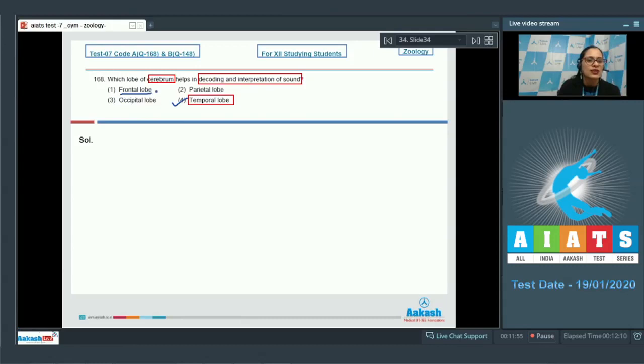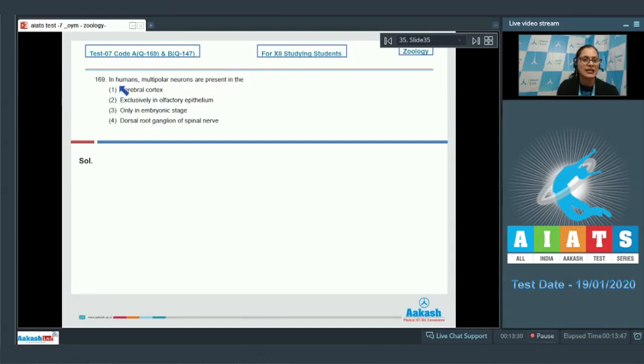The very first option is frontal lobe, and this is an incorrect option because the voluntary motor activities are under the control of frontal lobe. The next option is parietal lobe, and this is an incorrect option because parietal lobe is where feelings about touch, hot and cold, and pain are registered. And the next option is occipital lobe, and this is also an incorrect option because occipital lobe responds to the sensation of light. So the correct answer to this question is option number 4. Let's move on to the next question.